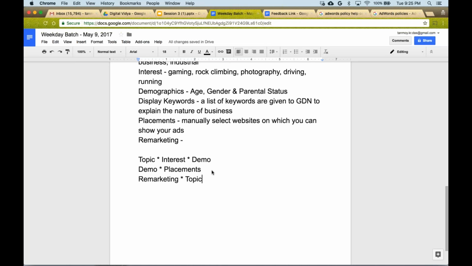So the whole point is this: when you are applying these, remember that it is not going to be an addition, it is going to be a multiplication. That's how it is going to apply in the display campaigns.